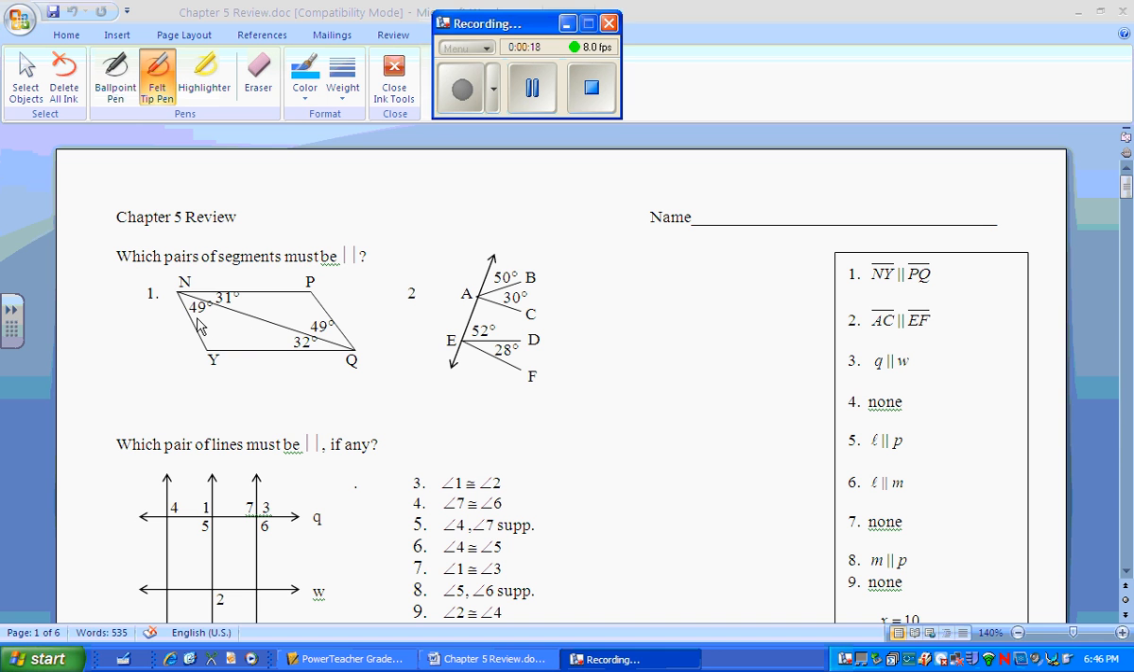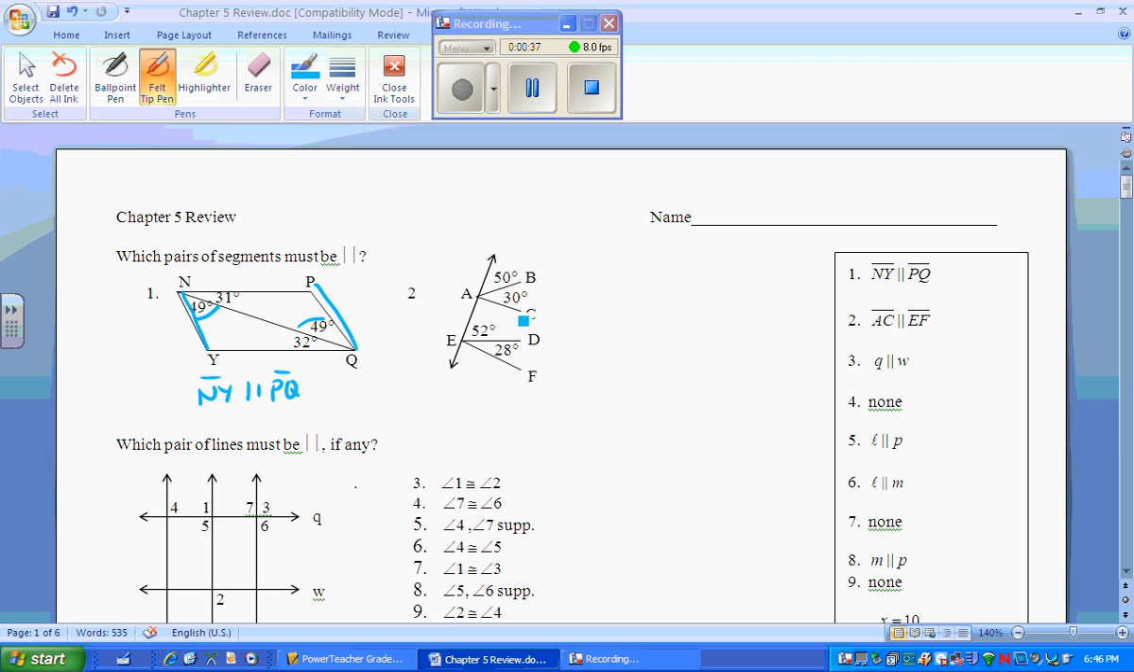We notice that this angle is 49. This angle is 49. They're alternating interior. This side makes 49 here. This side makes 49 here. So NY is parallel to PQ. The other two are not parallel because you can tell that they're not alternating interior angles being congruent.